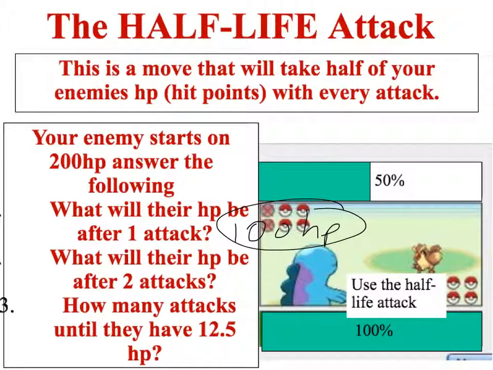After 2 attacks, they'll halve 100 again, so they'll be down to 50 HP. To get to 12.5, they'd have to halve it again to get to 25 hit points, then halve it one more time to get to 12.5. So it takes 4 attacks to get them down to 12.5. And that is the idea of half-life attack. Now that's the same principle as applies for radioactive isotopes, as we're going to see.